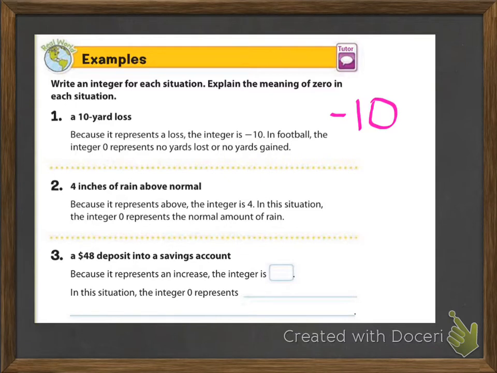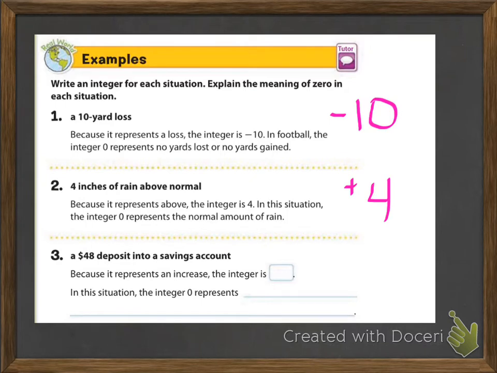Let's talk about number 2. 4 inches of rain above normal. Okay, so let's say normal rainfall is at 0. That's what normal rainfall means, 0. Well, if it's 4 inches above normal rainfall, then you would simply tell me 4. Now, this is one of the positive numbers where you could put a little plus symbol there, but really not required. Number 3, a $48 deposit into a savings account.